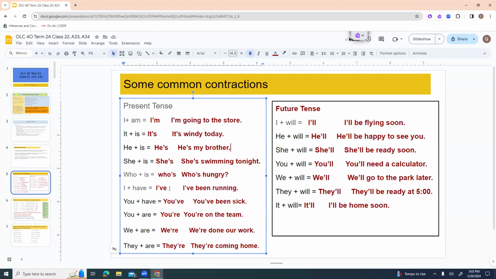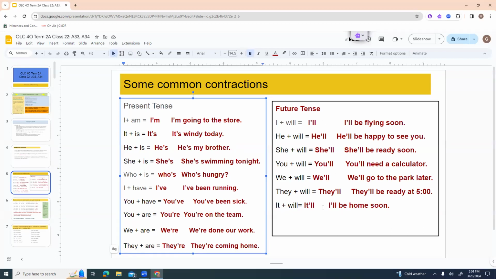I plus have is I've been running. You plus have, you've been sick. You plus are, you're on the team. We plus are, we're. This is one of the hardest ones because it looks so close to two other words. It looks like where and were. And so you've got to pay attention to that apostrophe there, or it really changes things. We're done our work. They plus are, they're coming home.